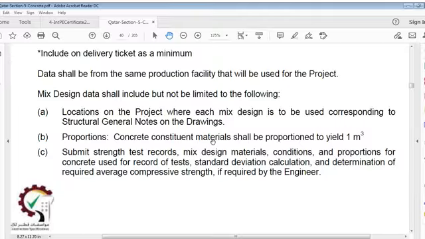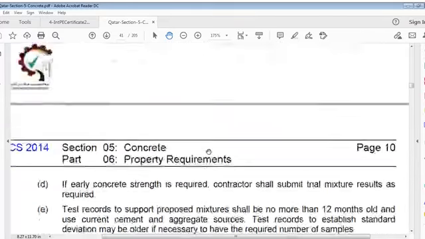Proportions: concrete constituent materials shall be proportioned to yield 1 meter cube. 1 meter cube means wet. Wet means pourable quantity, 1 meter cube. Submit strength test records, mix design, materials, conditions and proportions for concrete used for record of tests, standard deviation calculation and determination of required average compressive strength, if demanded by the engineer.